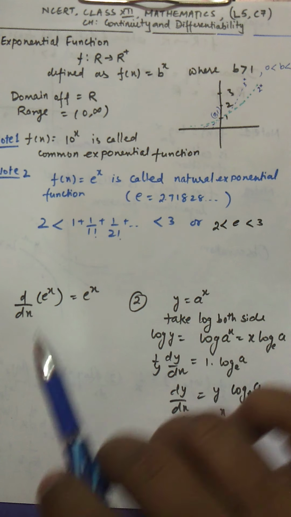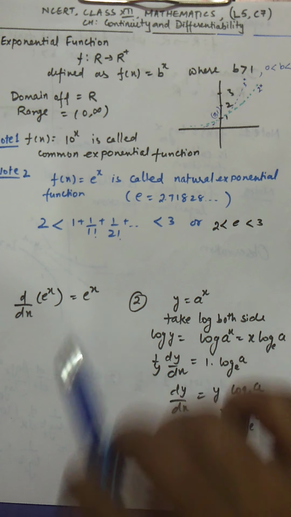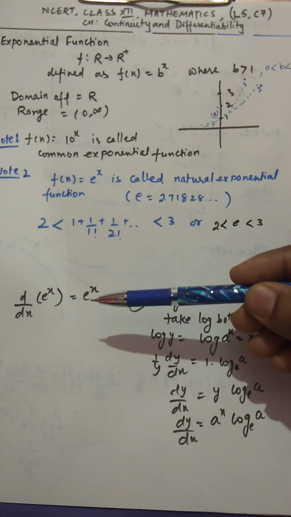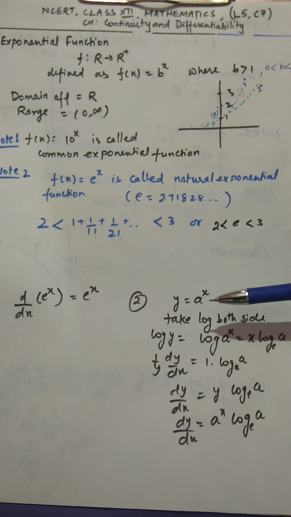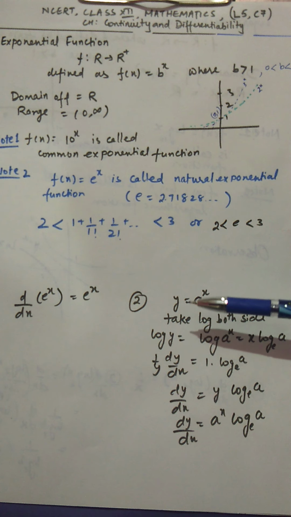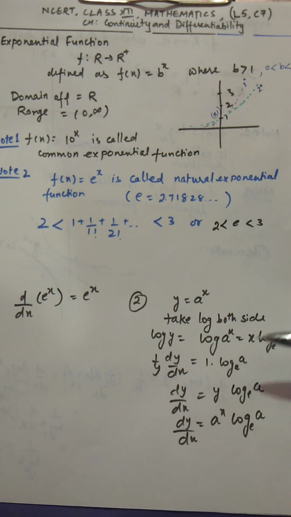Now the differentiation of the exponential function e^x is e^x. But if the base is other than e, then it is the general exponential function, and we take log on both sides. So this becomes log y equals log a^x, so x will come out, giving x log_e a. These are the properties that I'm using for this function.